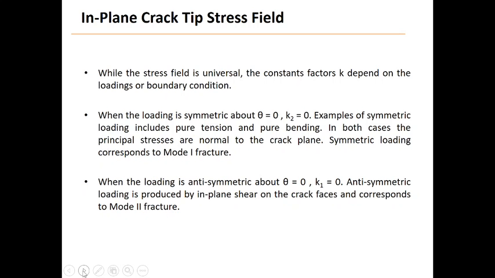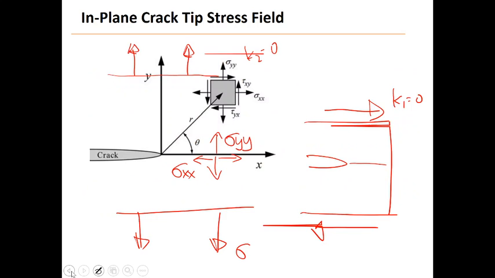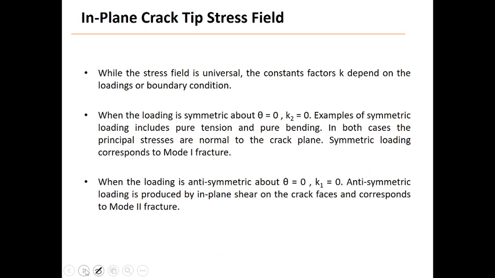So if you think about the symmetric loading, basically that corresponds to mode 1 fracture. So we are pulling apart a crack with a tension that corresponds to a mode 1 fracture. Now, if we look at the anti-symmetric scenario, that is going to be a mode 2 fracture. So remember, mode 2 is a shear type of loading, and then you get K1 equals 0 in that case. So let's collect all these observations and summarize the crack tip stress field under these different modes of fracture.